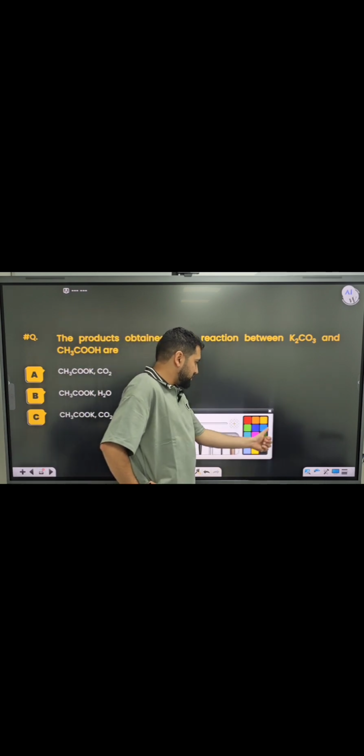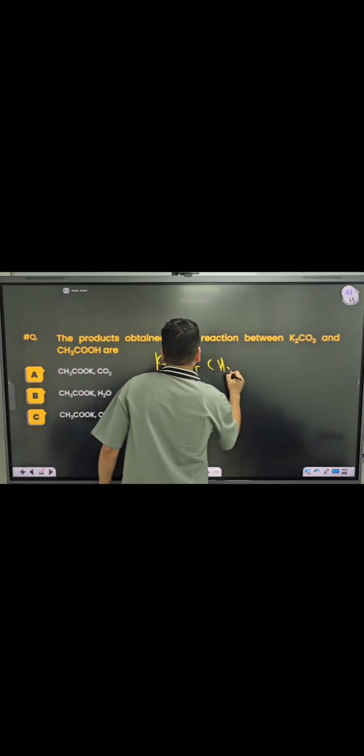Clear? In the same way, bicarbonates, guys. If I do its reaction with bicarbonates, again the products will be CO2, water, and sodium ethanoate, like here where the product is sodium ethanoate. I hope this is clear. Now all the properties are clear. Now you can do one simple question, guys.